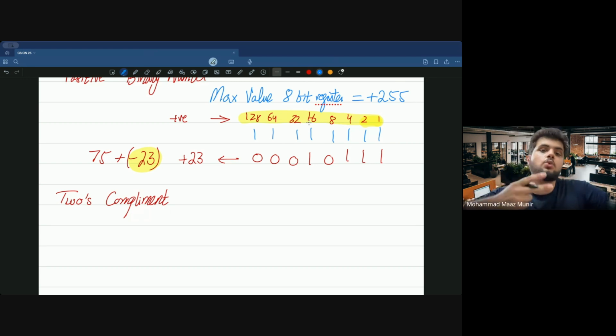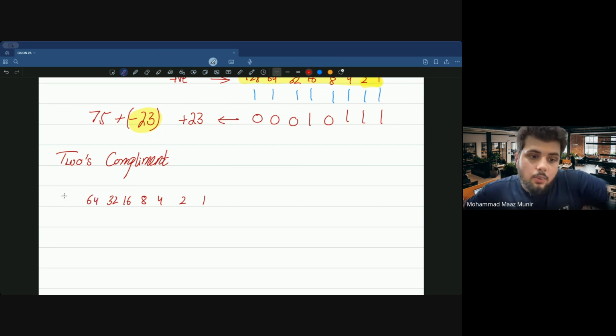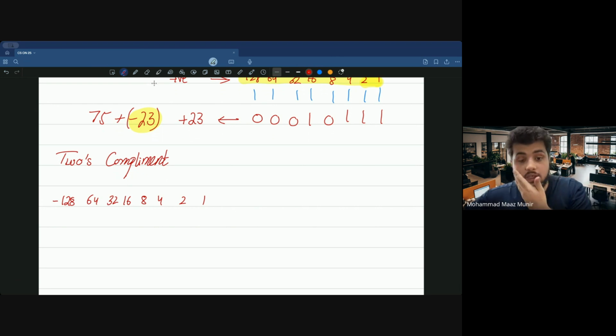So there are basically two methods to it. The first method is known as the 2's complement. Now, what happens in 2's complement is that we are going to be writing the same values number first, like 1, 2, 4, 8, 16, 32, 64. But rather than writing positive 128, I will be saying that the most left-hand side bit will be a negative 128.